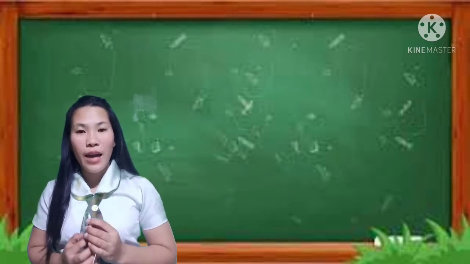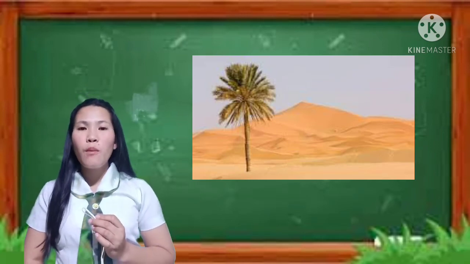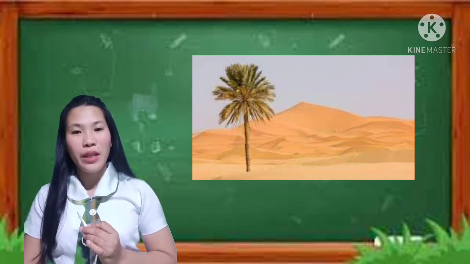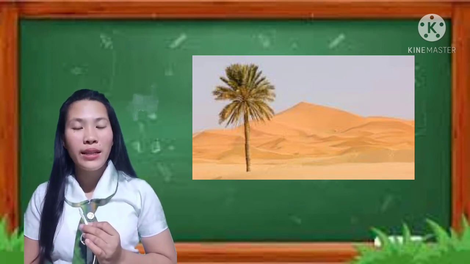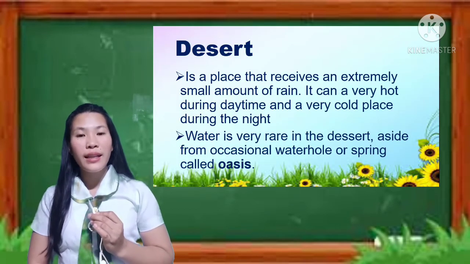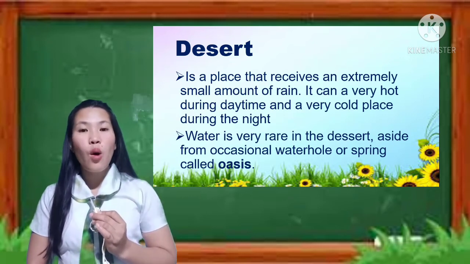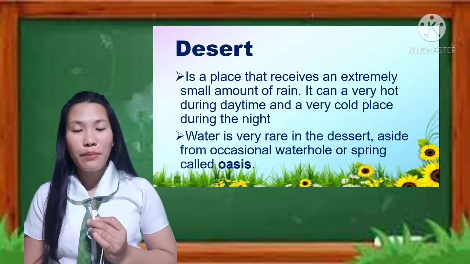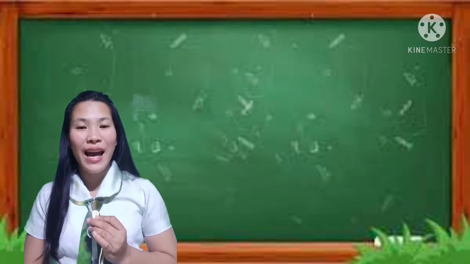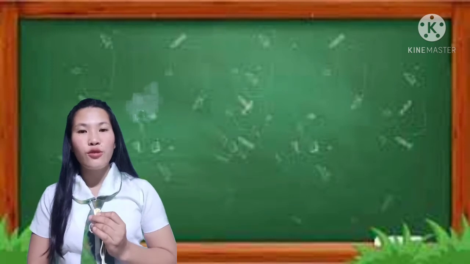Okay, another type of plant habitat is the desert. Okay class, who among you have been to the desert? Okay, no one, because it is far away from us. Desert is a place that receives an extremely small amount of rainfall. It is also a very hot place during the daytime and very cold during the night. That's why only a few plants can survive in the desert.